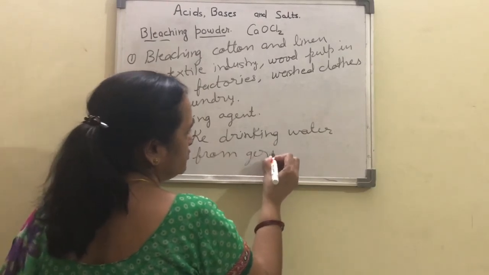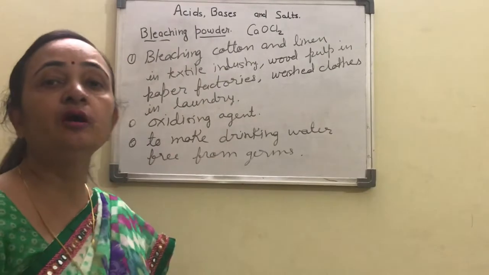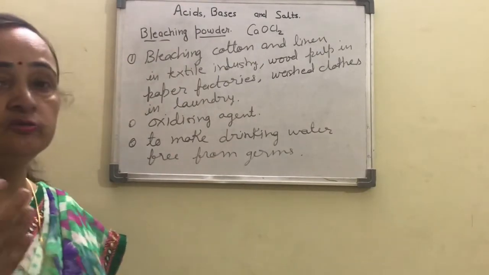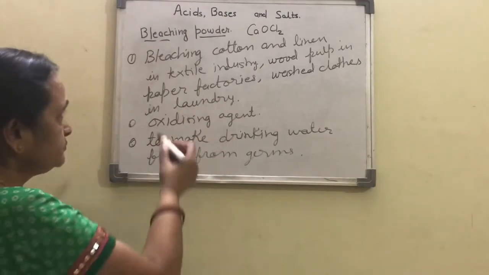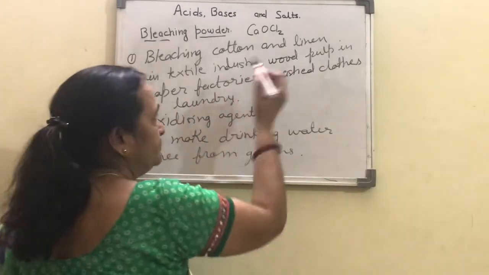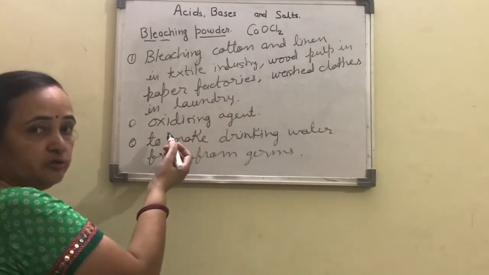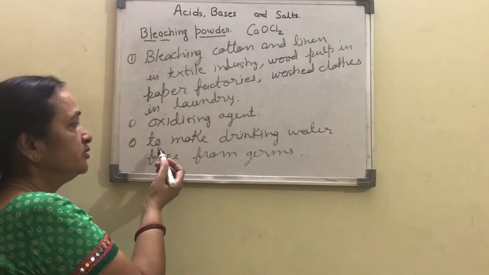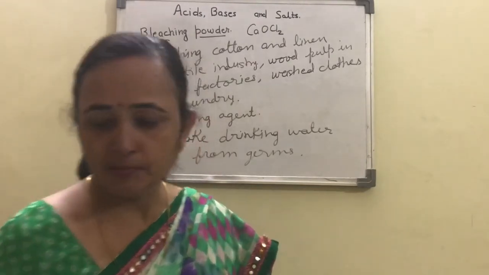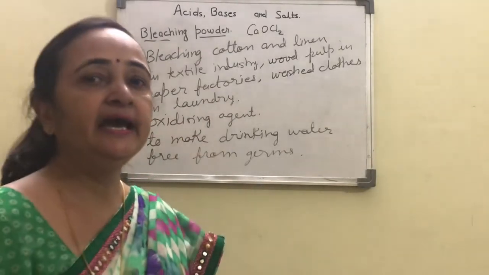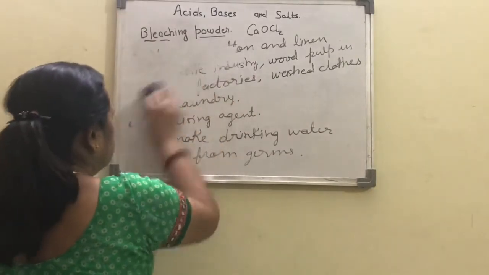Okay, so you should remember this, because it can be asked what the uses of bleaching powder are. It is used in bleaching cotton and linen in the textile industry, wood pulp in paper factories, and washed clothes in laundry. It is also used as an oxidizing agent, and to make drinking water free from germs. So this is all about bleaching powder, and then we will study the next chemical.